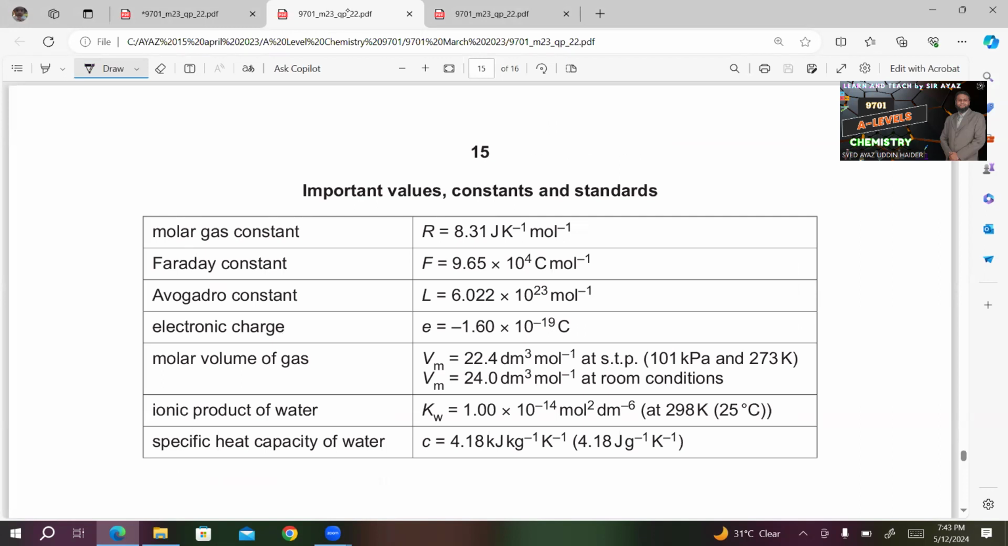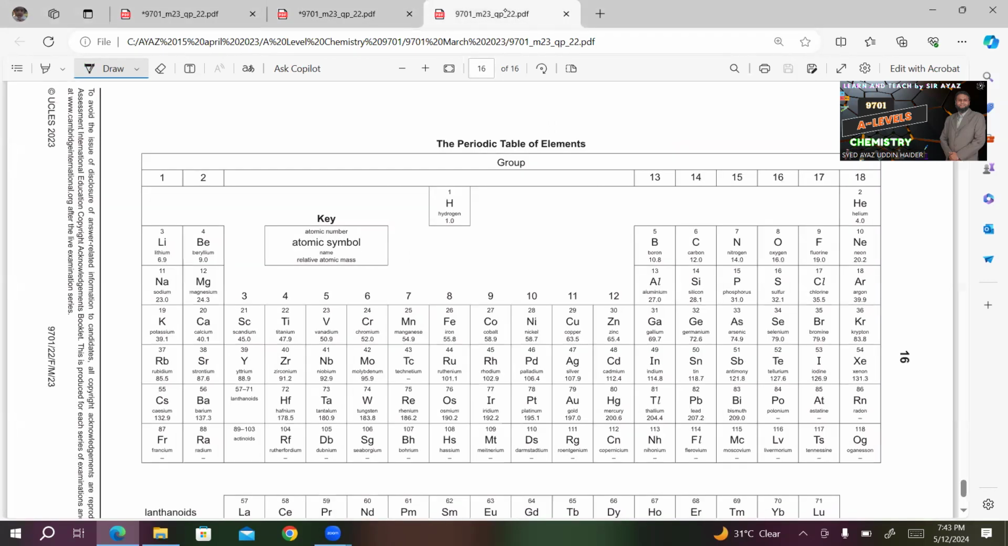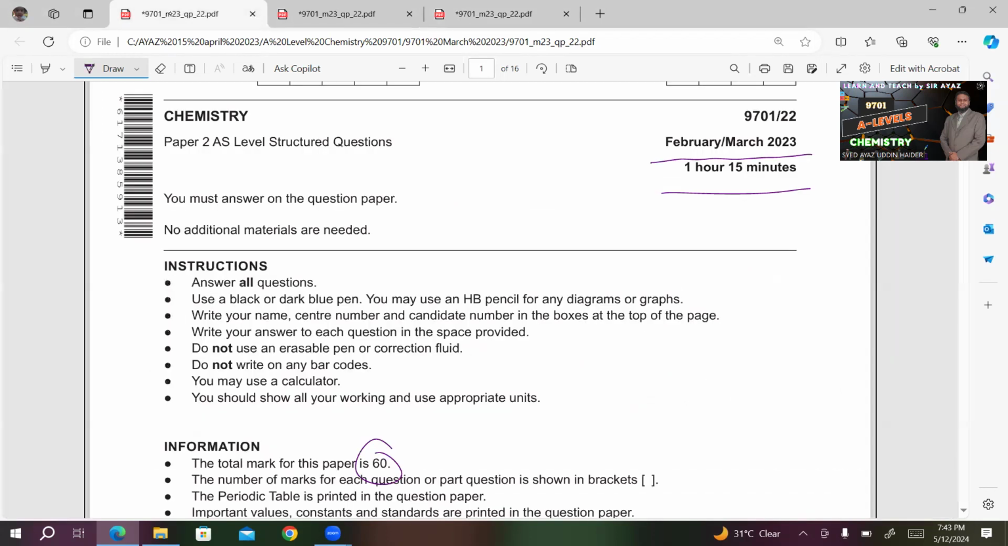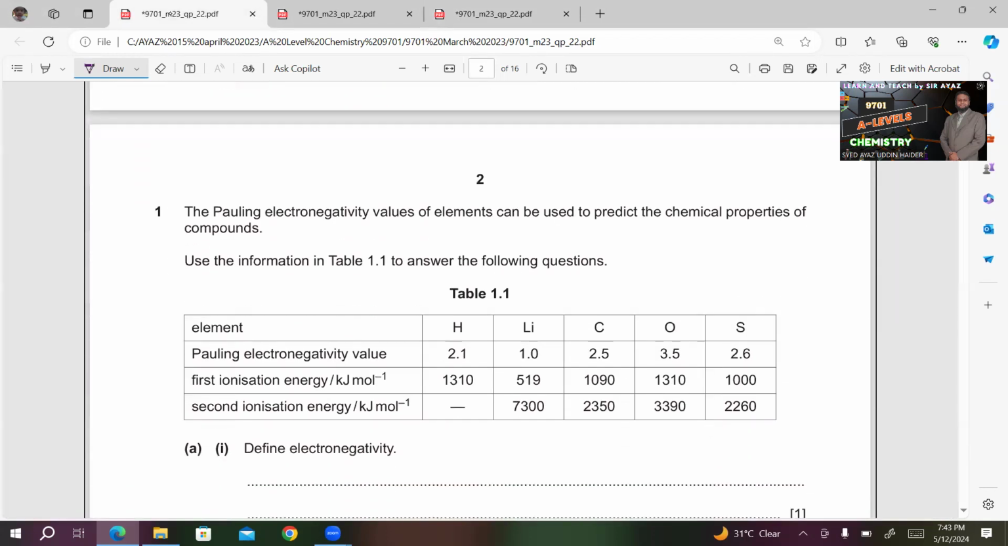These are some resources which are provided in this paper, that is important values, constants and standards, as well as the periodic table of elements. So let's continue with the paper.